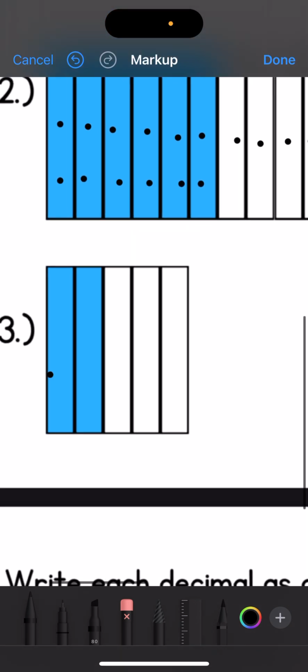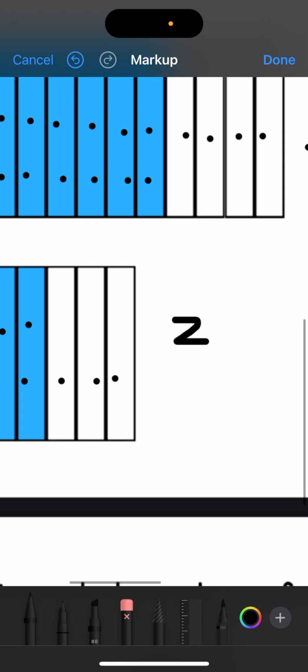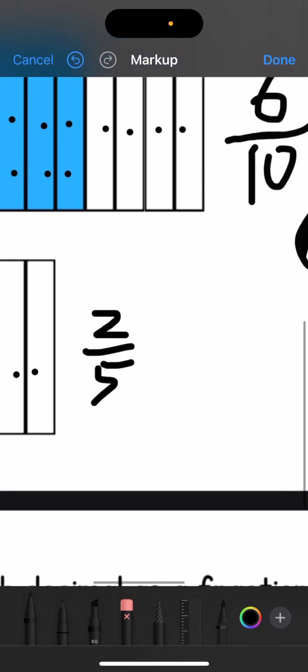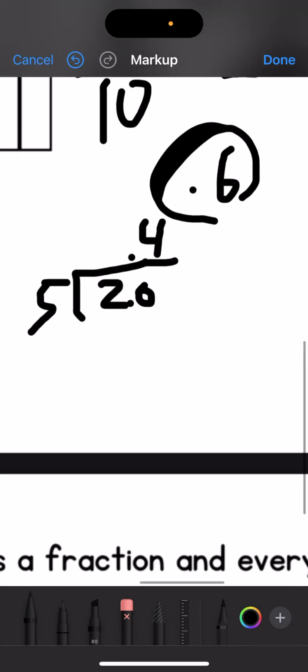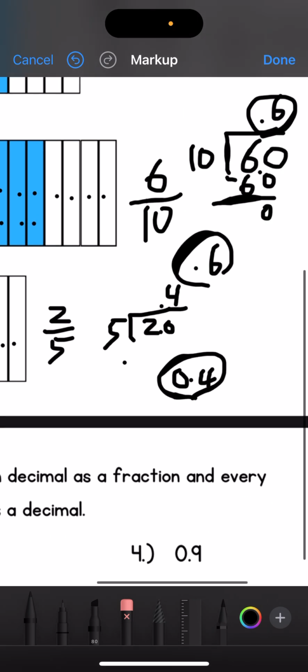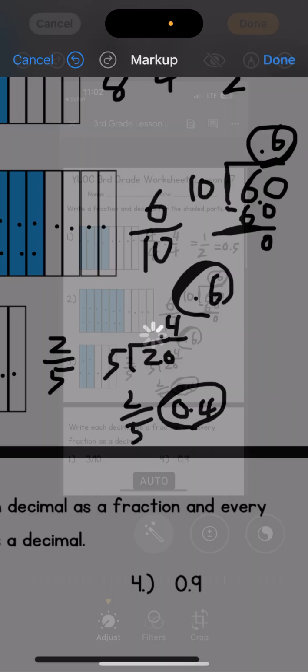Number 3, we have 1, 2, 3, 4, 5. And we have 2 that are shaded, 2 out of 5. Same thing, we're going to divide 2 by 5. And we are going to put a decimal there because 5 cannot go into 2 right away. And we get 0.4. So the answer will be 0.4. Or 2/5.